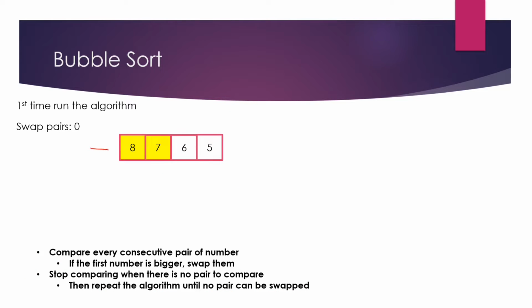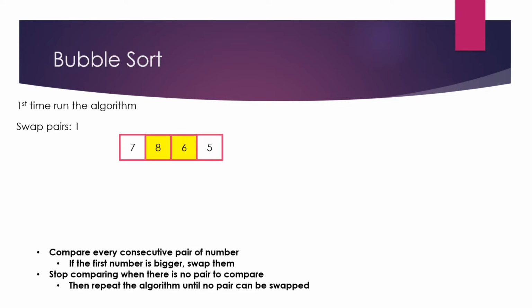So now let's solve this problem in a more formal way. On my left side, I have a variable called swap pair to keep track of how many times we swap the pair, and another variable right here to keep track of how many times we run the algorithm. So this is going to be the first time that we run the algorithm. At the beginning, we have the first pair, which is 8 and 7. According to the algorithm, if the first number is bigger, then you're going to swap them. So 8 is bigger than 7, I'm going to swap them. So now it becomes 7, 8. And the swap pair is updated to 1.